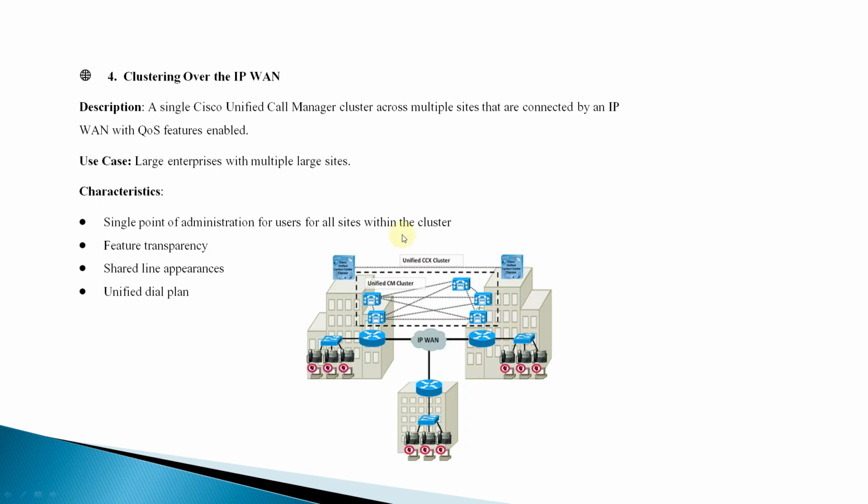So here you can see we have two sites, or actually three sites: site A, site B, and site C, right? Here on this site you can see publisher, subscriber one, TFTP one, and site B is having subscriber two and TFTP two, and those are communicating with each other over the IP WAN connectivity, right? So as mentioned, large enterprises with multiple large sites use this type of setup.